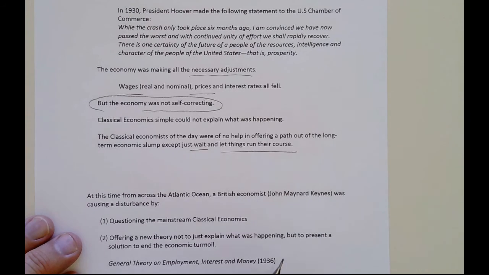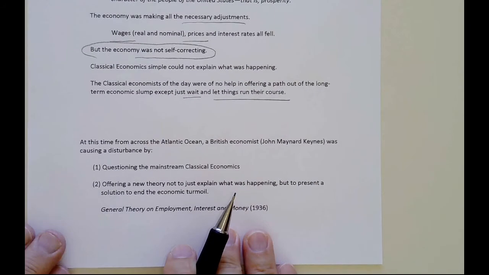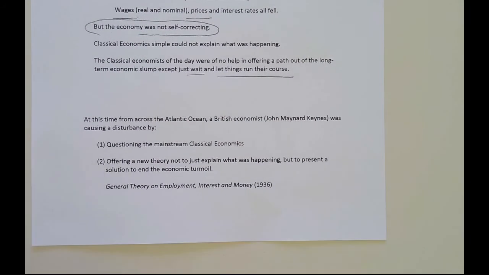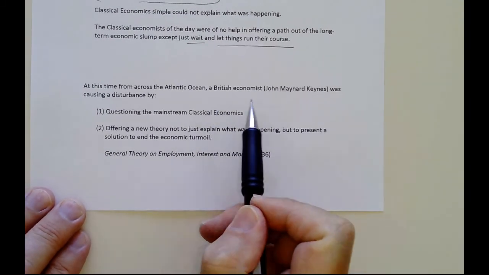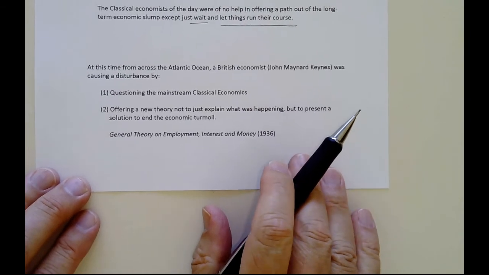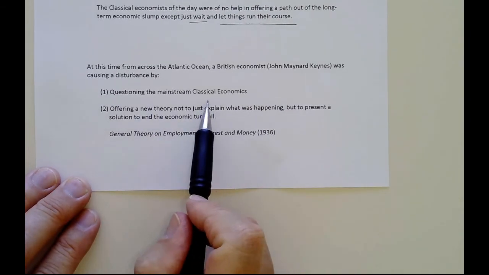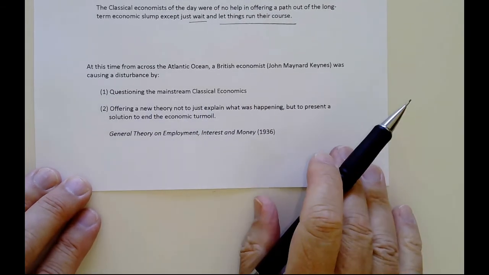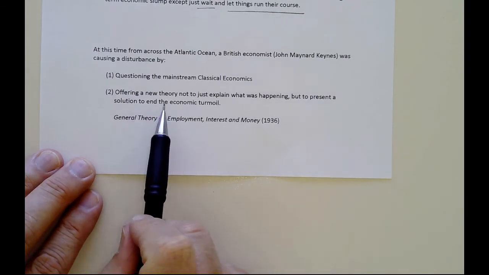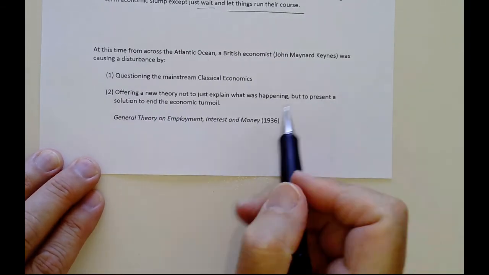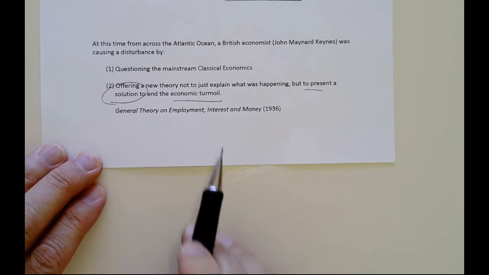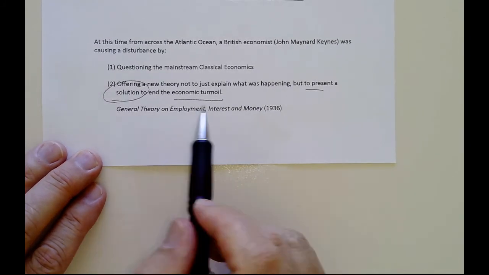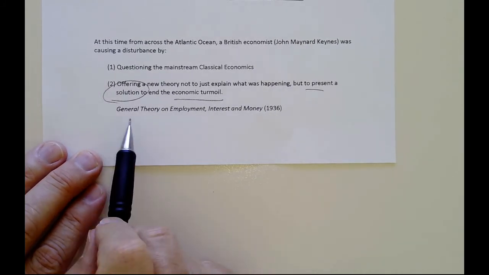And so a new economic school of thought came to be developed during this time period, and that came from John Maynard Keynes from Great Britain. He was a British economist, and he was causing quite a disturbance because he was questioning, first of all, mainstream classical economics. And then he also offered a new theory, not just to explain what was happening, but to present a solution. He had a solution to get us out of the Great Depression. And he published his books. He published a book in 1936 where he presented his ideas, and it was called The General Theory of Employment, Interest, and Money.